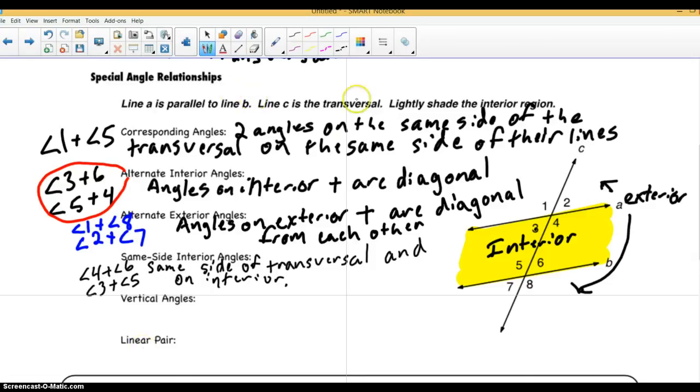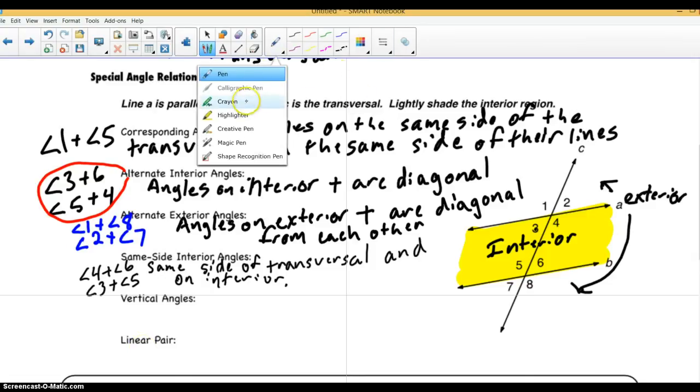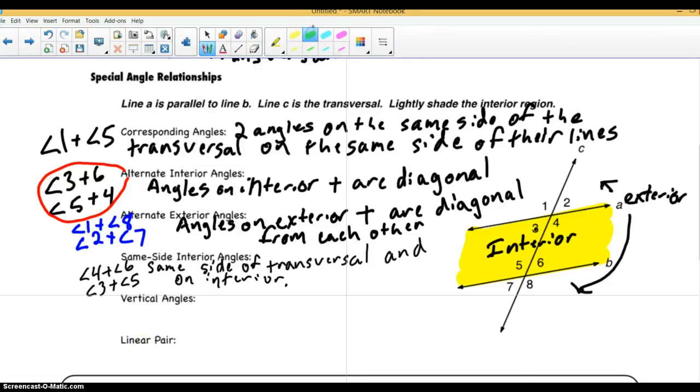Our vertical angles, those are ones that we should be familiar with already. We learned about those in Chapter 1. That's two angles that are on the same two lines, so it can only be line C and B, or line C and line A. It can't be on all three lines. So for example, angles 1 and 4 are vertical angles. They're on the same two lines, and they are diagonal from each other.